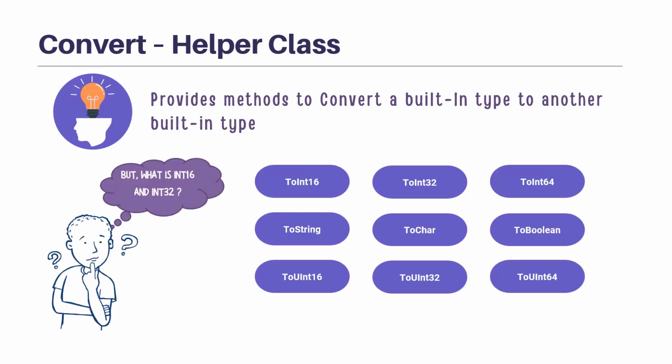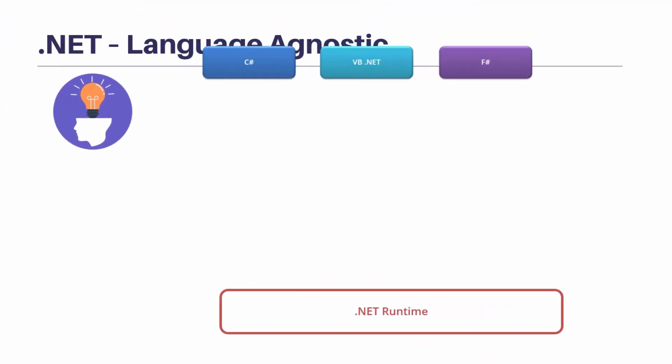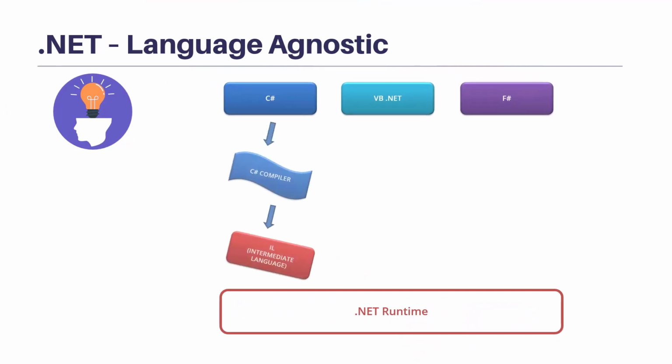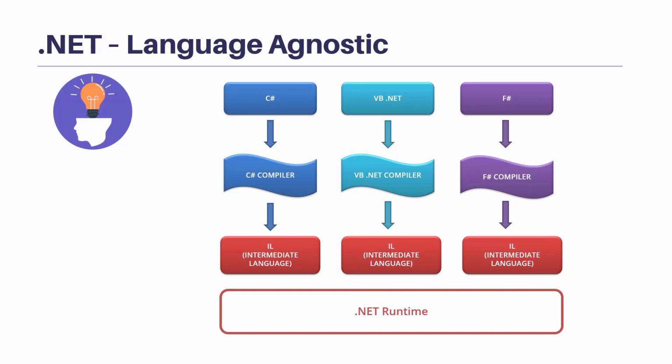But wait, what is Int32 and Int64 now? So let's start from the beginning. .NET implementation is language agnostic. This means that .NET supports multiple languages. Whether you write code in C# or VB.NET or in any other language, when you compile the code, it is converted into an intermediate language code. Runtime only understands intermediate language, and that's how multiple languages are supported by .NET.